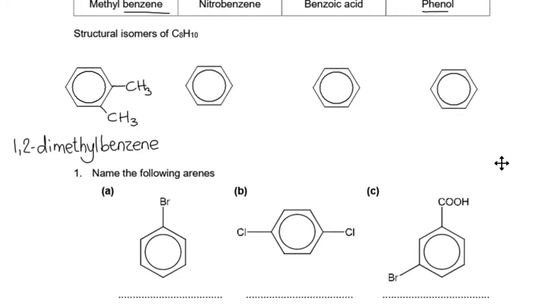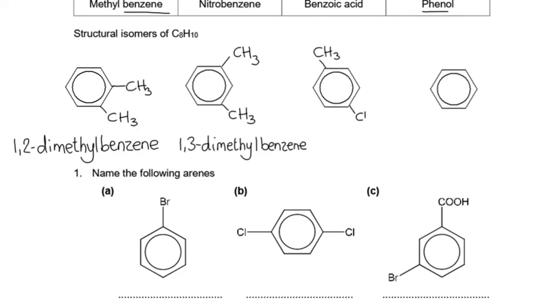So the name for that is 1,2-dimethylbenzene, because the 2 methyl groups are next to each other on the numbers 1 and 2. What about if you did this? What would you call this one? Okay, so we've got 1,3-dimethylbenzene. So can you guess what the next one's going to be? What's this one going to be called?